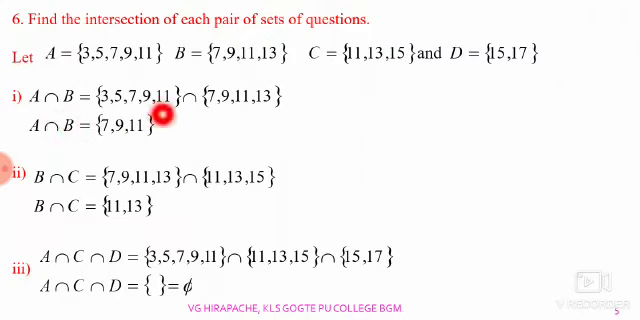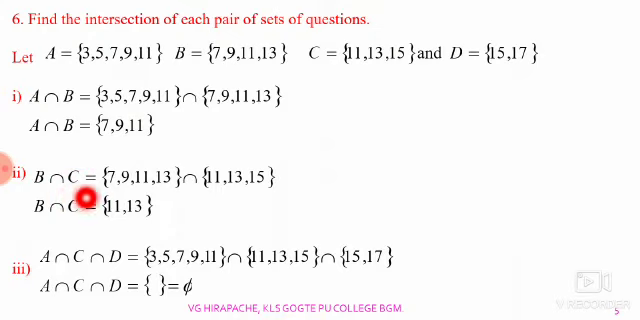3, 5, 7, 9, 11 intersection 7, 9, 11, 13. The intersection between these two sets is nothing but the common elements which are there in both the sets. Therefore 7 is there in both the sets, 9 is also there in both the sets, 11 is also there in both the sets. The elements which are there in both the sets are the members of the intersection of the given two sets.